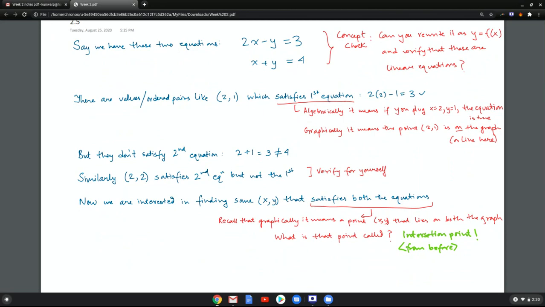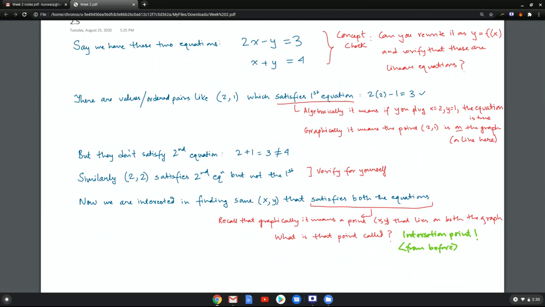Now, let's pick an ordered pair like (2, 1). What happens is that I notice that it satisfies the first equation, and I can check that by plugging it in. 2 times 2 minus 1 equals 3. Algebraically, it means that when you plug in x equals 2 and y equals 1, the equation is true because 3 equals 3. And graphically, it means that the point (2, 1) is on the graph of this function, which is a straight line here. But the point (2, 1) does not satisfy the second equation because 2 plus 1 equals 3 is not equal to 4. Similarly, (2, 2) satisfies the second equation but not the first. Pause the video here and verify that for yourself.